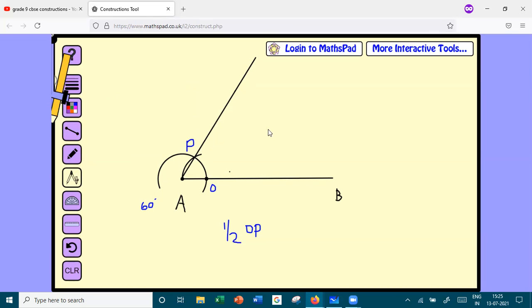Ma'am, which angle are we constructing? We are constructing the angle bisector for 60 degrees. You mean 30 degrees? Yes, 30 degrees.